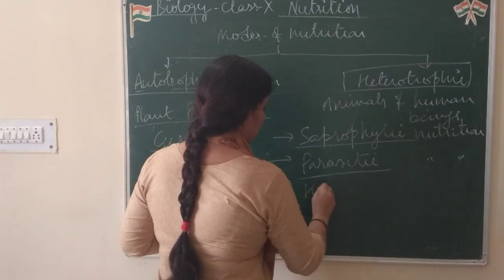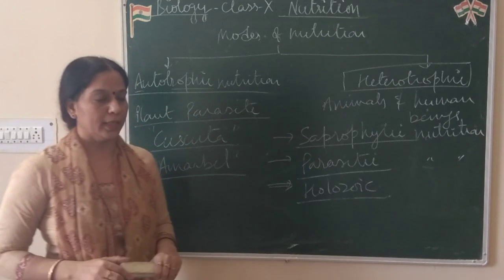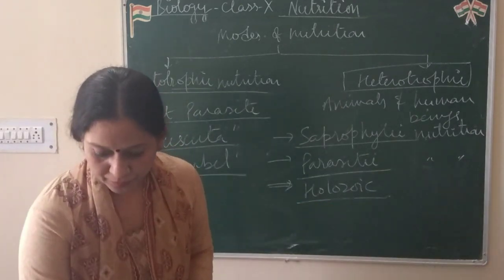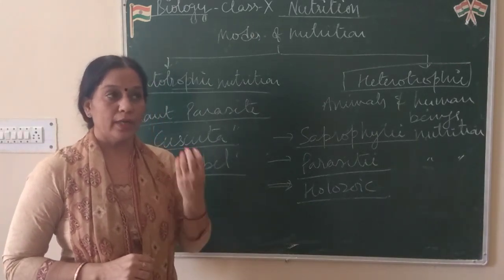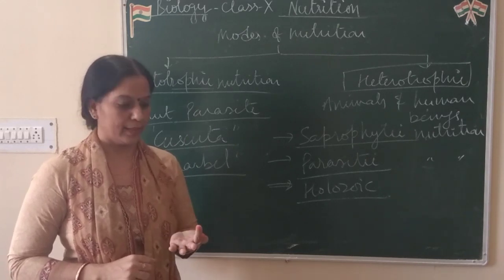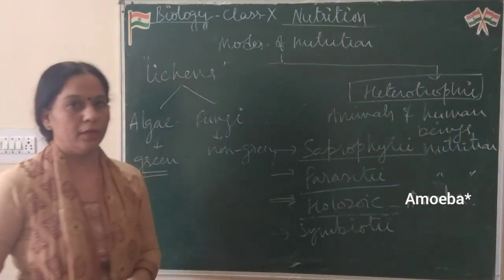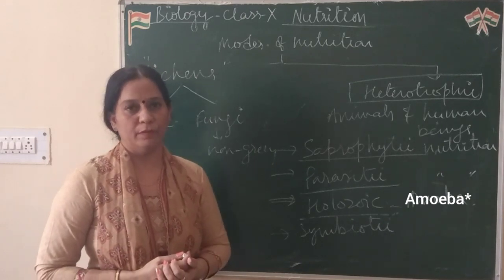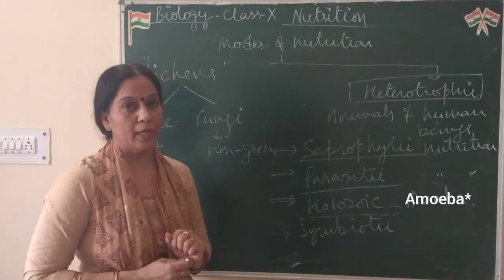Another means of nutrition is holozoic. Holozoic nutrition means, it is for animals especially, some animals are taking food in the form of solid bites. Either solid bites or animal is swallowed as a whole, like snakes, they swallow animals as a whole. Like amoeba is a unicellular organism, but it engulfs food particle with the help of cell surface, and that is called a holozoic mode of nutrition.